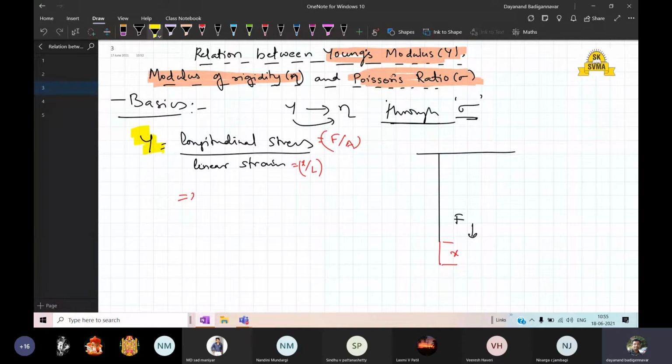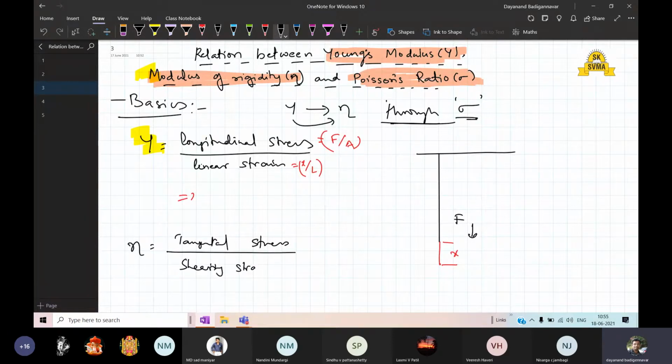Then the second one is the modulus of rigidity. What is modulus of rigidity? Again, it is the ratio of stress by strain. Which type of stress? It is tangential stress divided by the shearing strain.